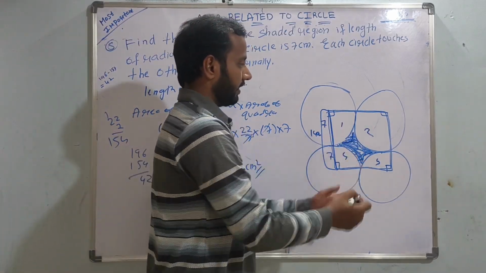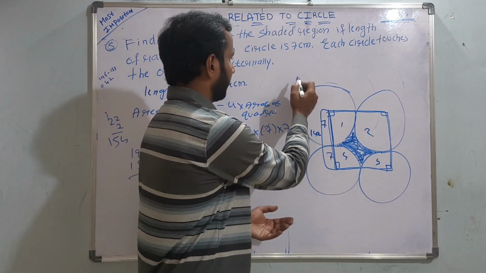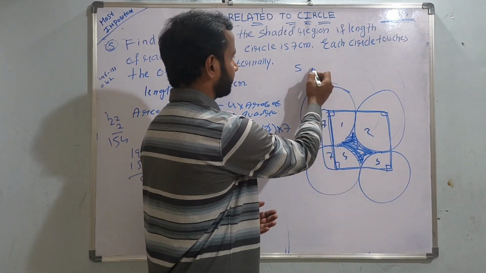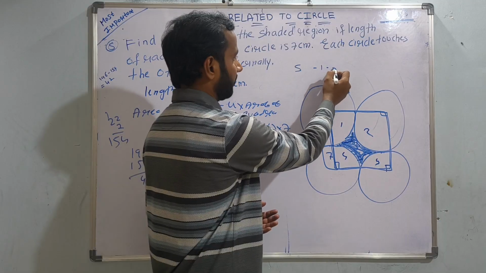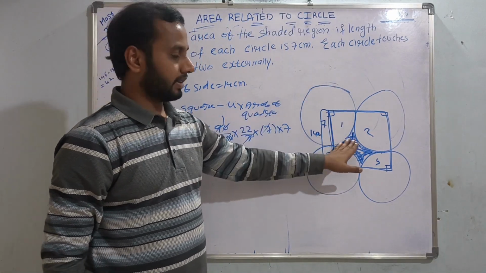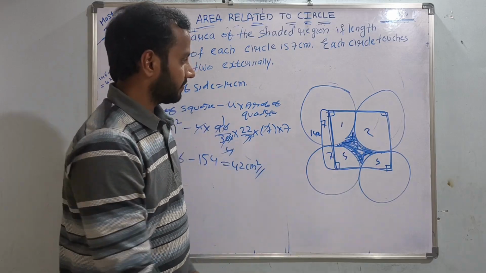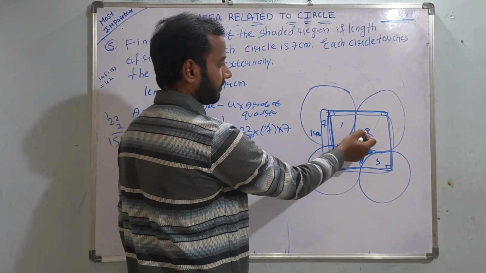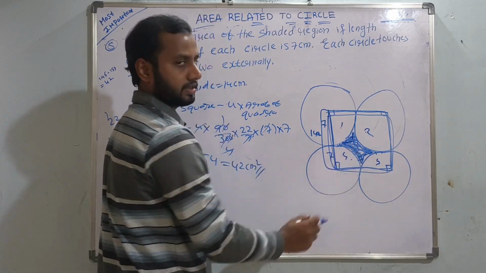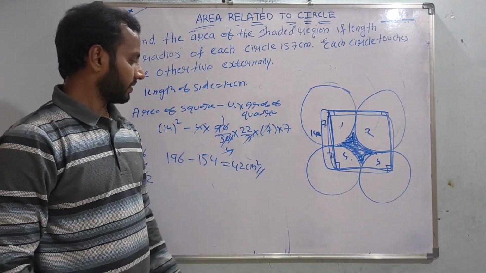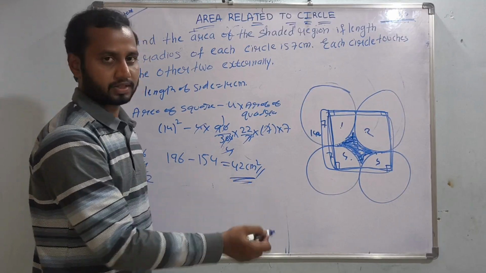If the complete area of the square is, for example, 5, then these 4 are 1, 1, 1, 1. Then I will subtract these 4. Then I will get the area of the shaded part. That is, subtract the area of the quadrants from the area of the square, then you will get the area of the shaded part. Area of square minus 4 into the area of the quadrant. Final answer we got is 42 centimeter square. Thank you.